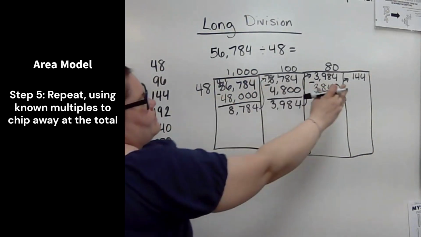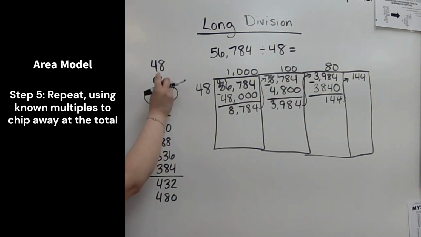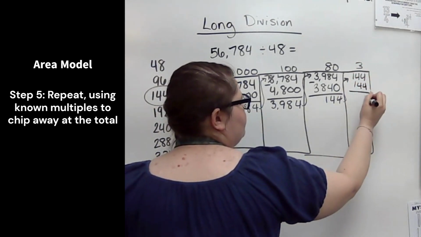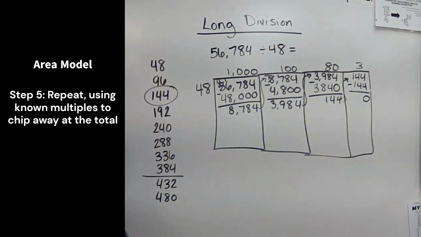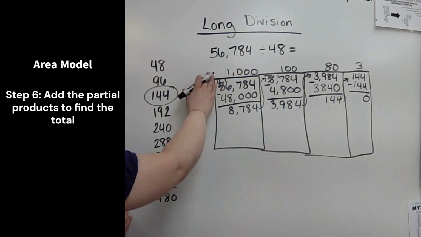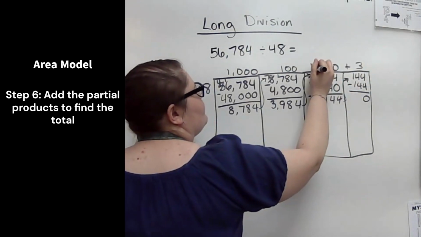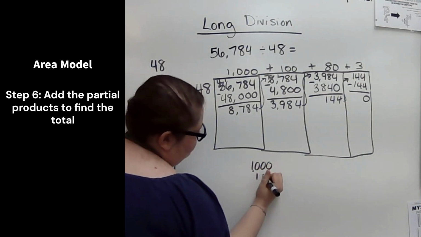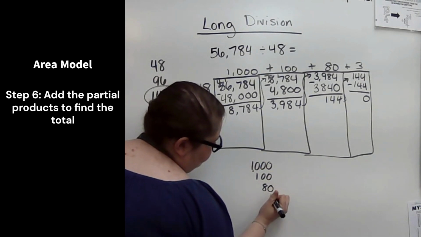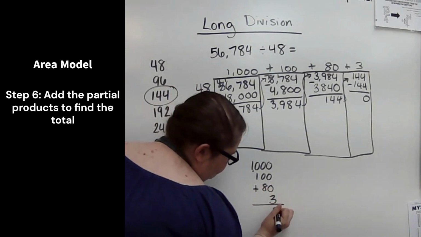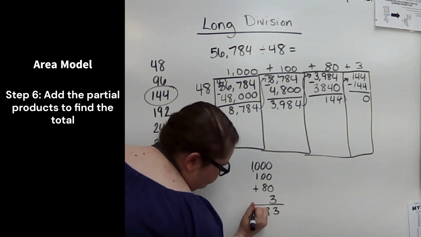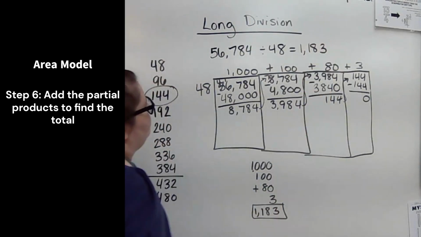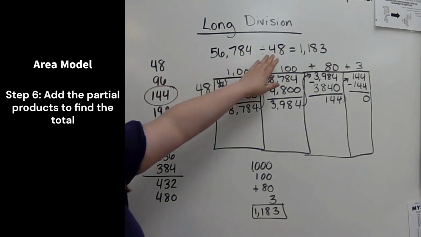And I know that 48 can go into 144 3 times. Put my 3 on top, 144, and I'm going to subtract. That leaves me with 0. Now I'm going to take all of my answers on top, and I'm going to combine them. So I have 1,180 and 3. And that gives me a total of 1,183. So 56,784 divided by 48 is 1,183.